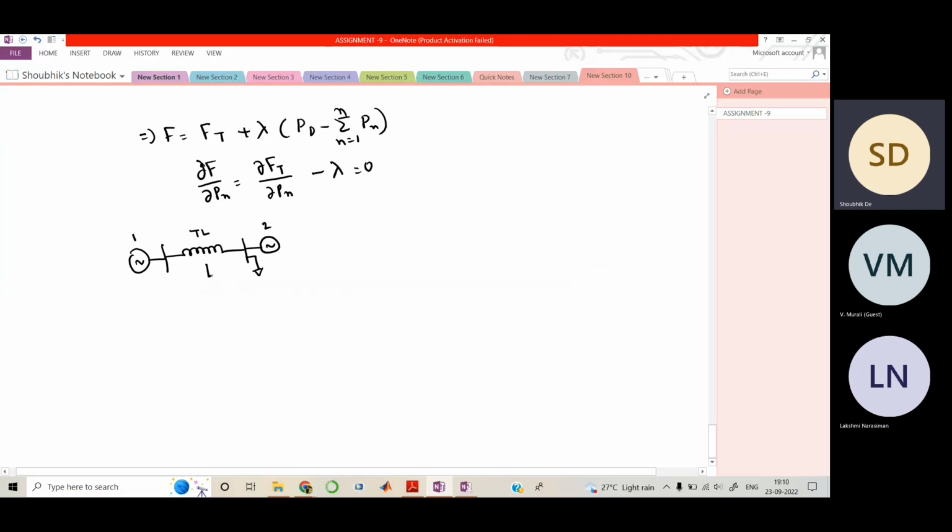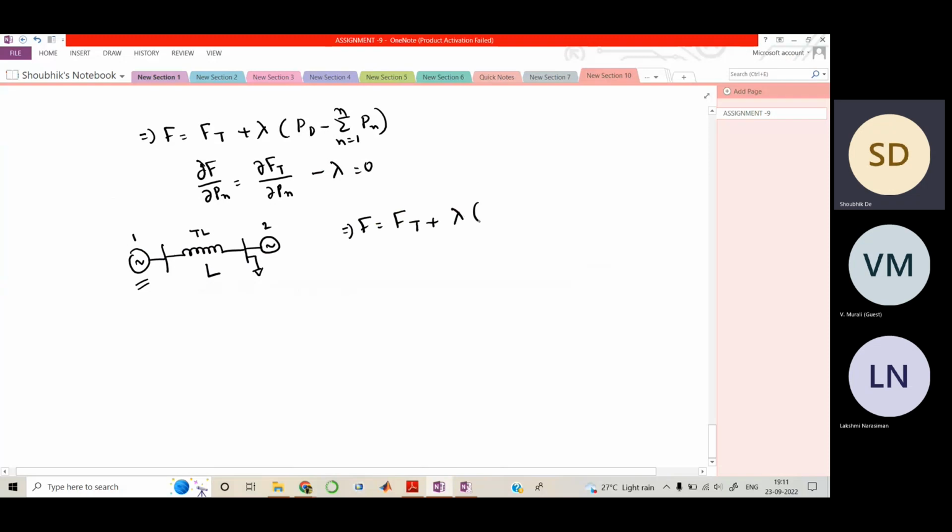So we have this loss, right? Suppose generator 1 is also feeding this load, and generator 2 is also feeding this load. Generator 2 won't incur any loss because of the transmission line, because the load is directly connected at bus number 2. However, generator 1 has to incur the total loss of this transmission line and then feed the power to the load. So the whole thing changes now.